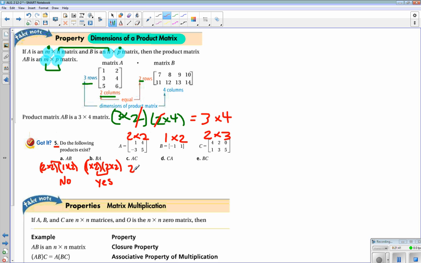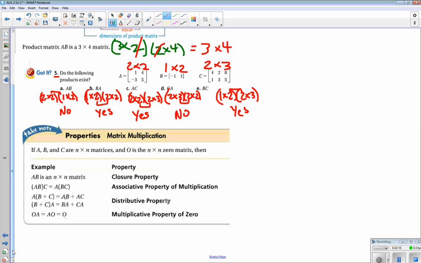A times C is a 2 by 2, C is a 2 by 3. The middles match, so it's a yes. Flip it: 2 by 3 and a 2 by 2. These do not match, so it's a no. And last but not least, a 1 by 2 for B and a 2 by 3 for C. Middles match, so this is a yes. So if the middle number matches, you can multiply it. If it doesn't, you cannot multiply it.